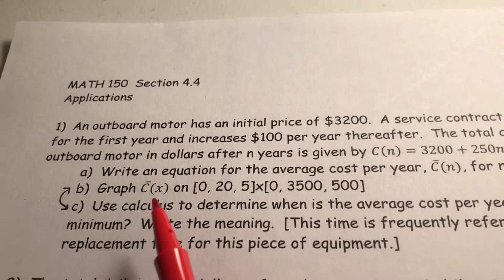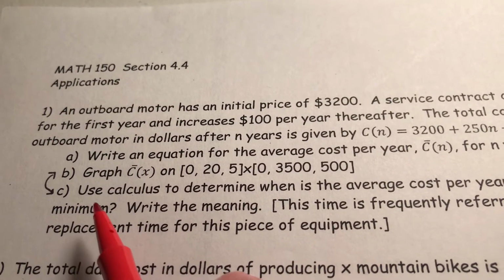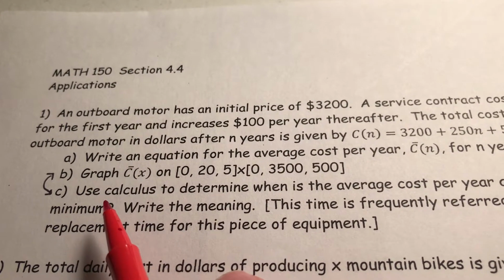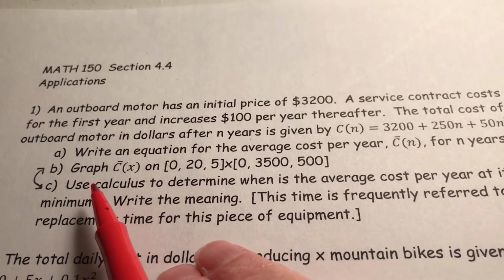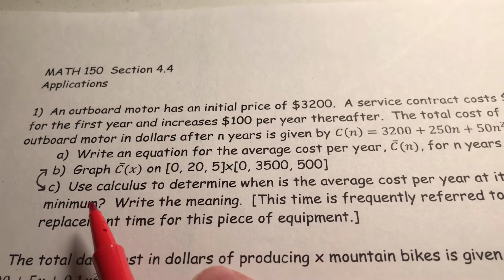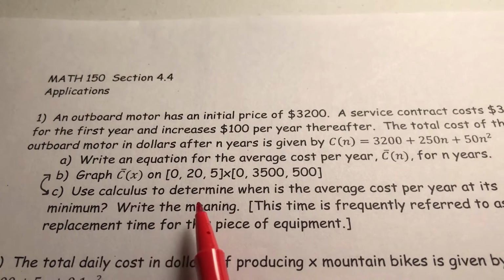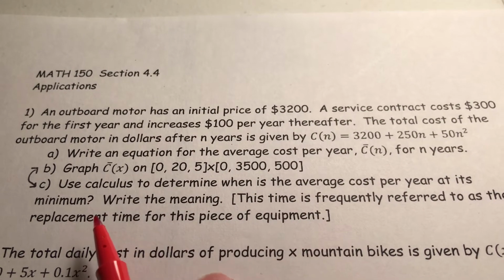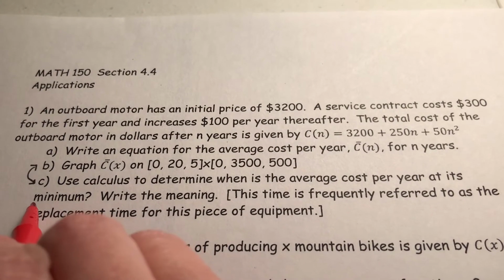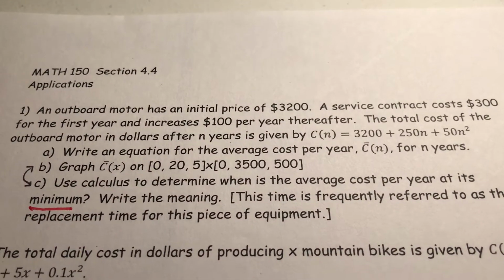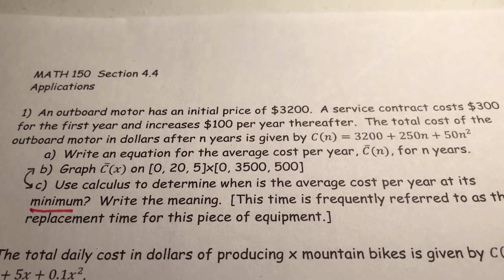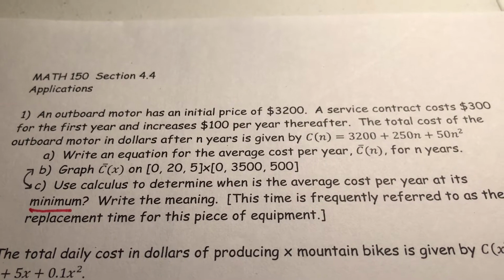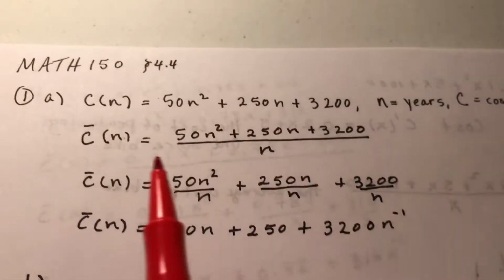I ask you to graph C bar, but I'm going to do part C first. These are kind of reversed. So we're going to use calculus to determine when the average cost per year is at its minimum. So again, we're looking at maximums and minimums, and then we'll write the meaning of what we obtain.